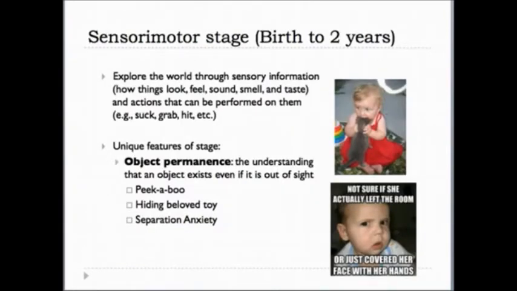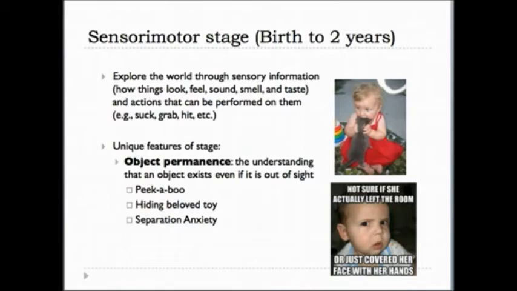All right, now we're going to look a little bit more in depth into the 4 stages proposed by Piaget. So again, the sensory motor stage is what a child is in from birth until they're roughly 2 years of age. So sensory motor, what occurs in this stage is really what that word represents. So sensory and motor. Children are exploring the world through the sensory information that they're receiving. So how things look, feel, sound, smell, and taste.